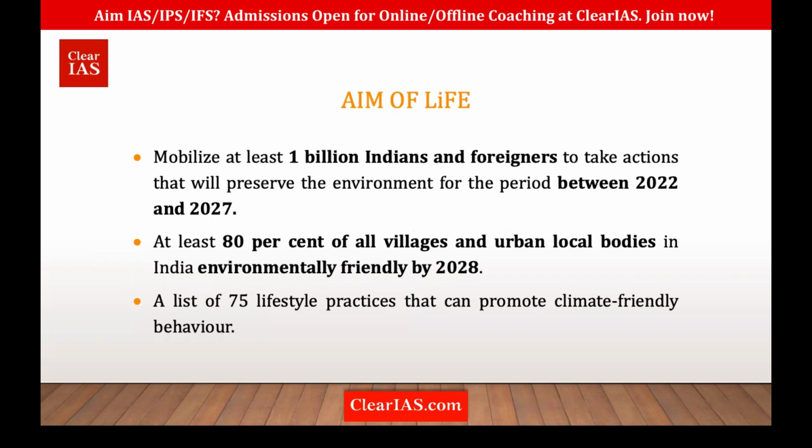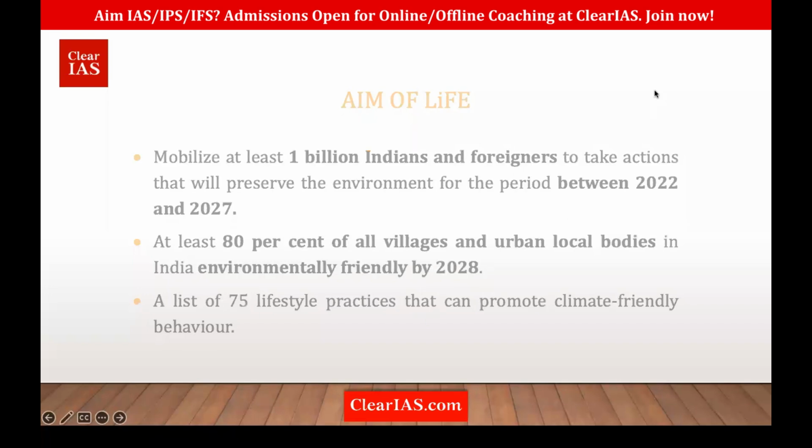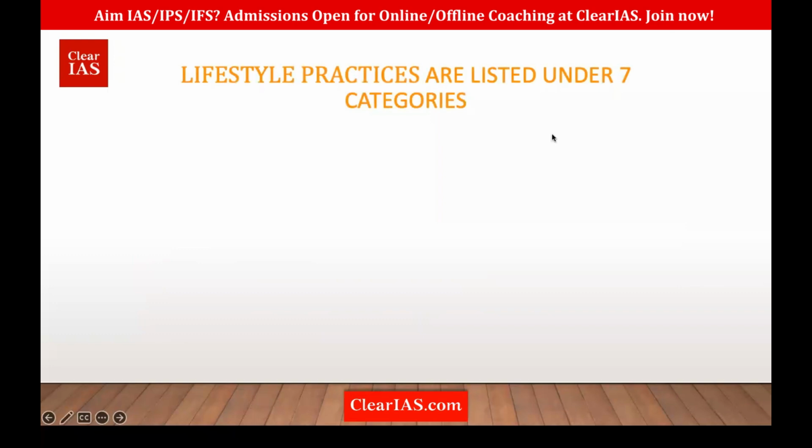Yes, they've grouped it. They've recorded all 75 lifestyle practices. Okay, we are going to live in harmony, the lifestyle for environment. So there are 75 practices which can be climate friendly. Clear? So that is what was identified by this life mission, and it was grouped into 7 categories. That is, lifestyle practices listed under 7 categories.